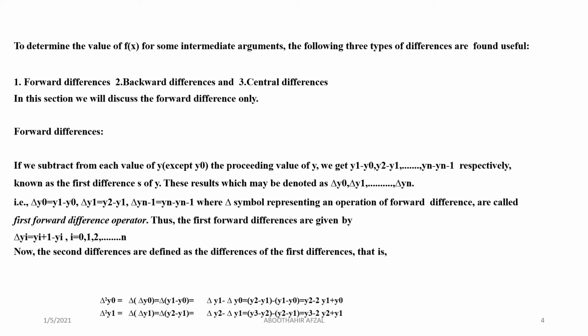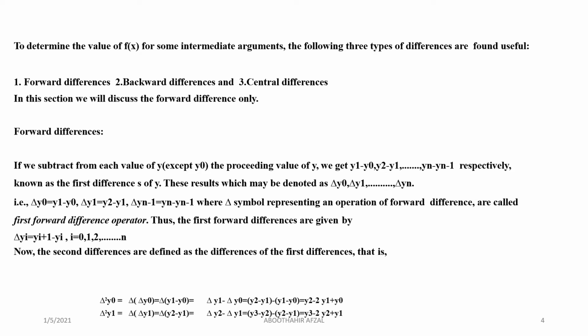So you can represent generally delta yi is equal to yi plus 1 minus yi. So yi plus 1 is nothing but a particular y value, corresponding to i plus 1. So i can be some integer, and minus yi represents the previous y value. So now I can define the second difference. The first difference is nothing but the difference in y value. The second difference is defined as delta square y0, which is nothing but delta of delta y0.